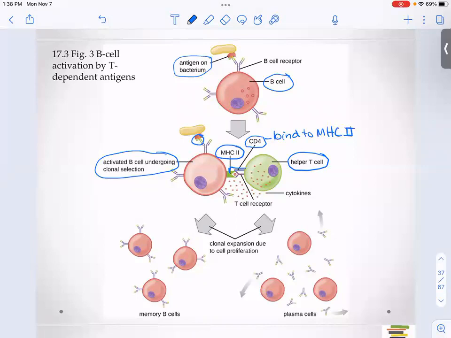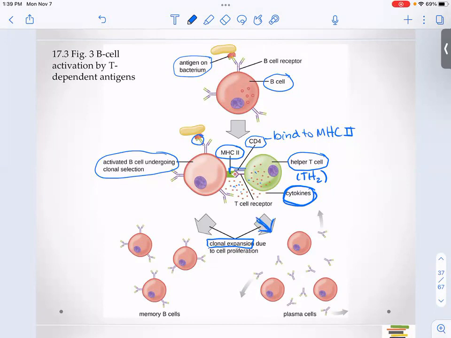This helper T cell, which has already been differentiated into a T helper class 2, I've got a graphic later that your book shows how that happens. When this synapse is made, it will start to release cytokines. So that's what all these little dots are. We won't worry about which cytokines they are, but they act on the B cell to proliferate. We call that clonal expansion. Because they've gotten the right signals from the T helper cells, they're going to make more of themselves.